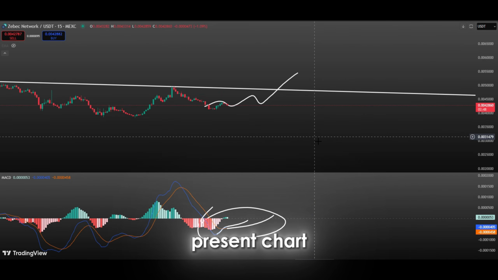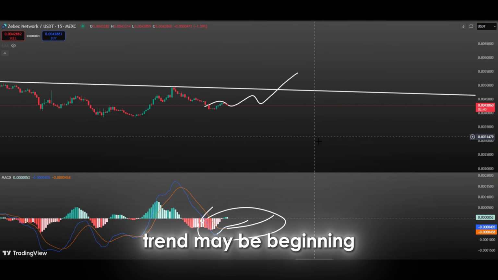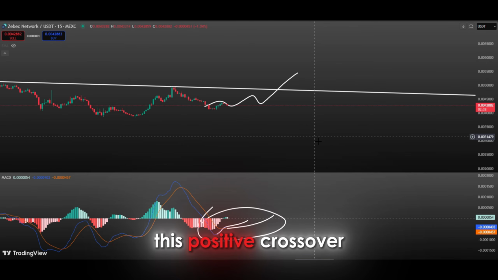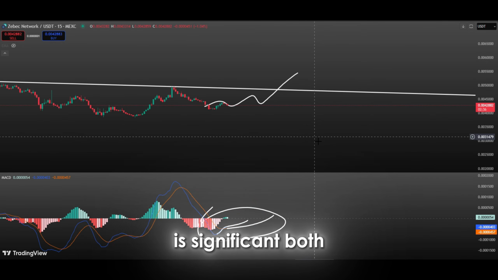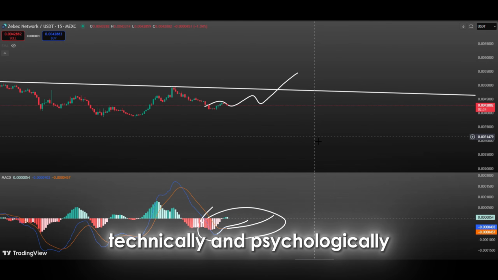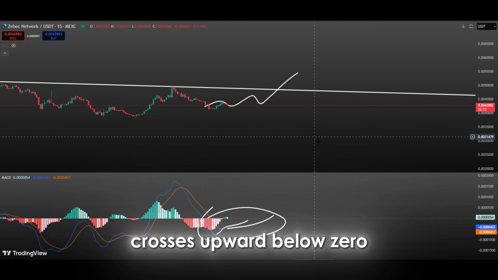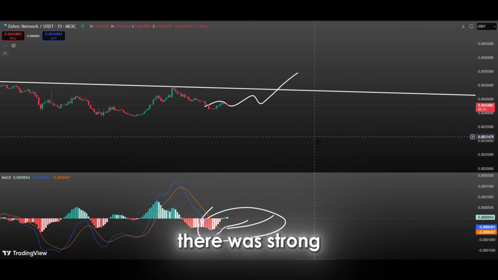On the present chart, a bullish crossover has occurred just below the zero line between the MACD line and the signal line. These types of crossovers are often considered one of the first strong signals that a bullish trend may be beginning. This positive crossover below the zero level is significant both technically and psychologically. When the MACD crosses upward below zero, it indicates that there was strong selling pressure earlier, but now buyers are starting to step in, and the trend is gradually beginning to shift upward.